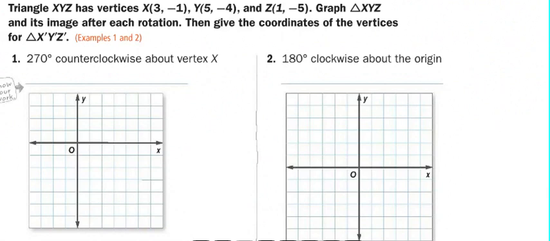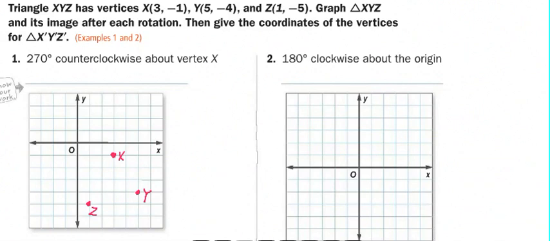So X will be over at 3, down at 1. So here we go. Okay, so here's point X. Y is over 5 and down 4. So there's point Y. And Z is over 1 and down 5. So there is point Z.